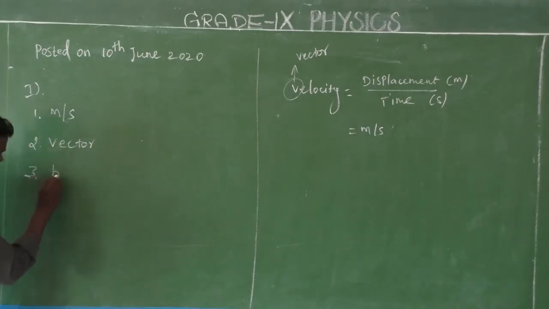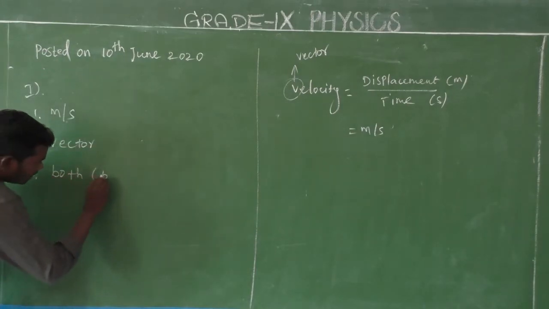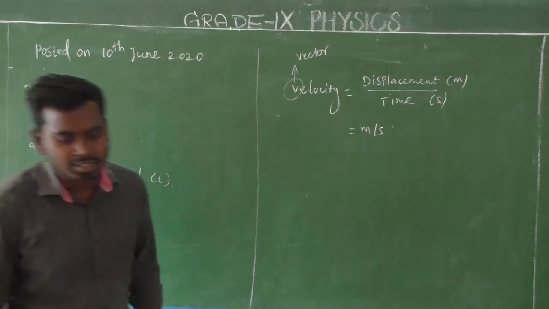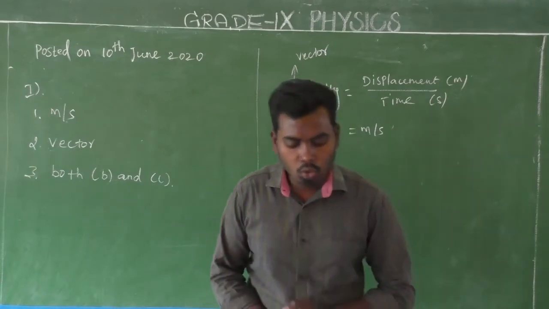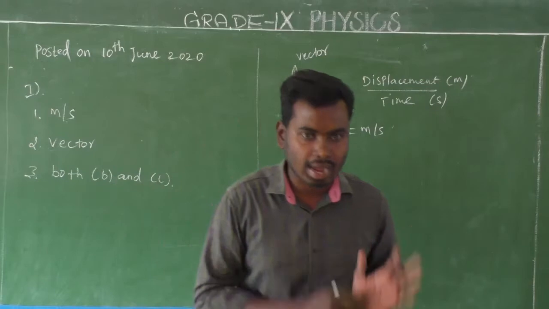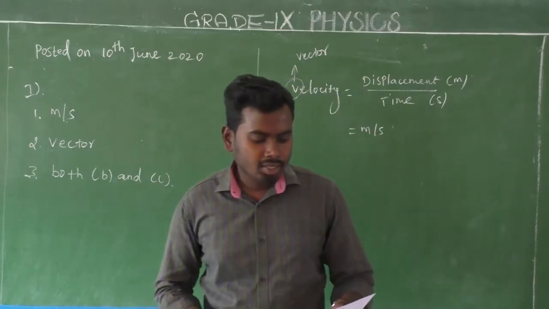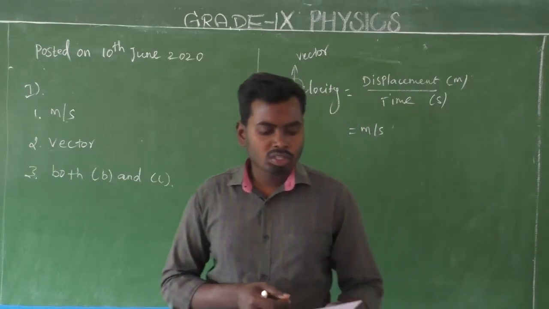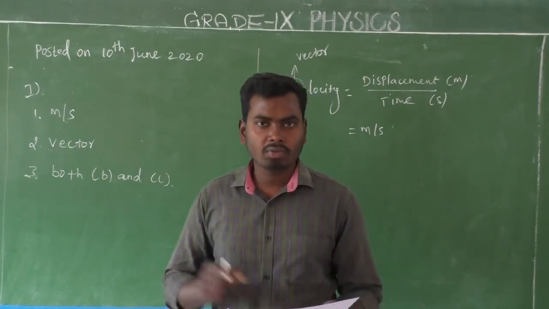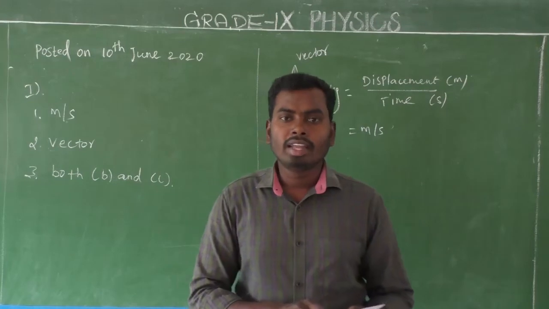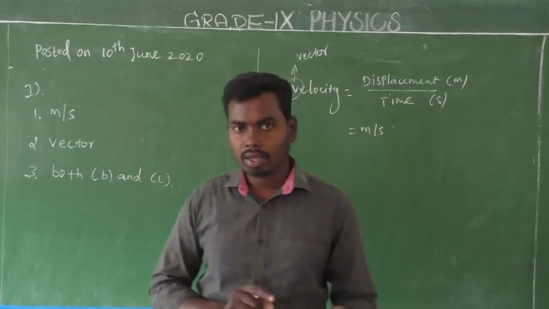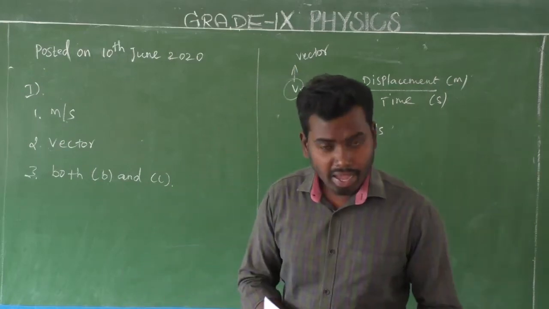Both B and C. That is the answer of the third question, which means option D is the right answer. Is it clear? So I repeat again. Third question, which of the following is a vector quantity? Displacement and velocity are under the category of vector quantity. So D is the answer, both B and C are vector quantities. Next, the fourth one.